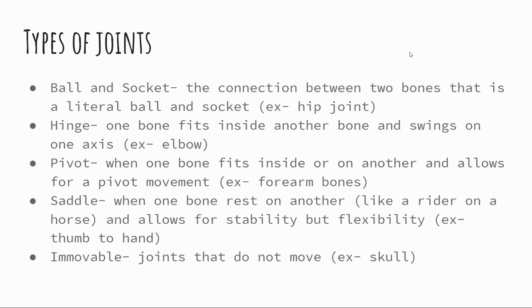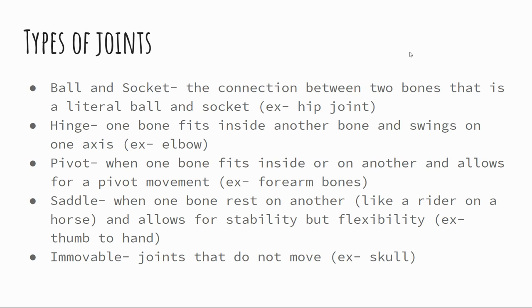You have a pivot joint, and this is when one bone fits inside or on another and allows for pivot movement. Forearm bones are a great example of this. The vertebrae in the spine are also a good example of pivot joints. Then you have a saddle joint. This is when one bone rests on another, much like a rider on a horse, and allows for stability but flexibility. An example is the thumb on the hand. The thumb joint is just sitting on the hand like a horse rider.